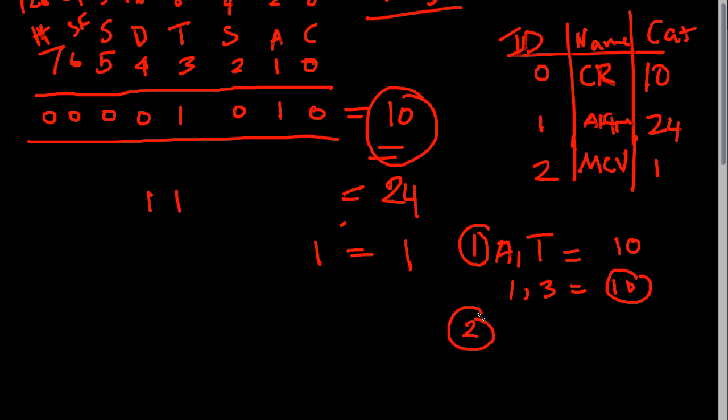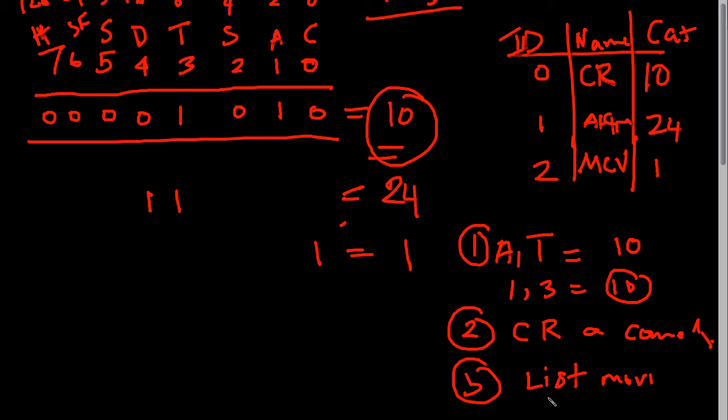The second operation is, maybe I want to figure out if a particular movie matches comedy. So for instance, is Casino Royale a comedy movie? I might want to answer that question. Or I might want to retrieve all the movies that match, that are either action or thriller or both. So list movies for categories that I like.